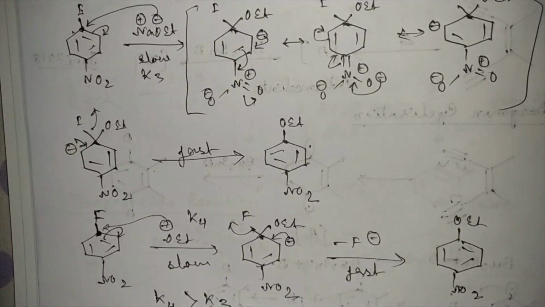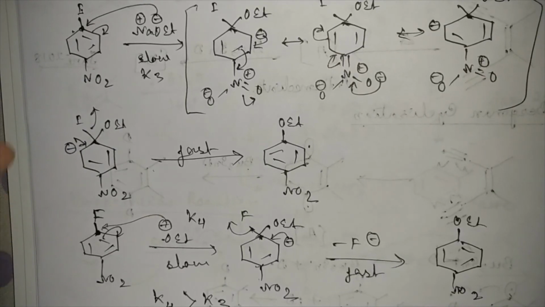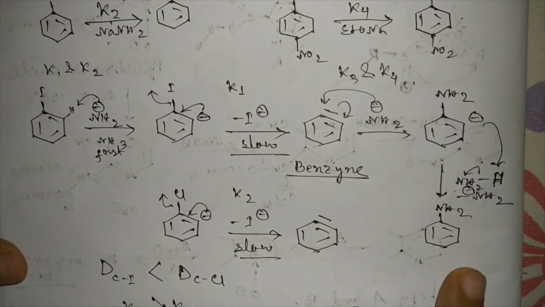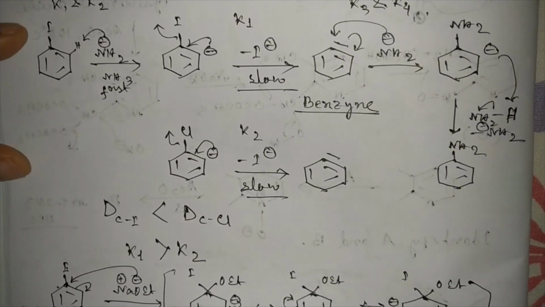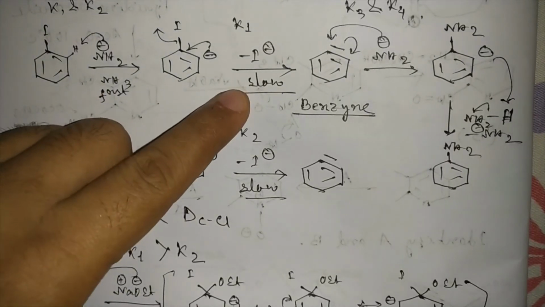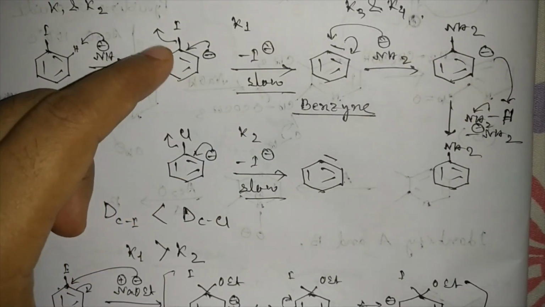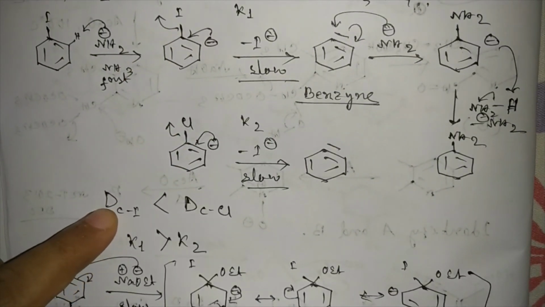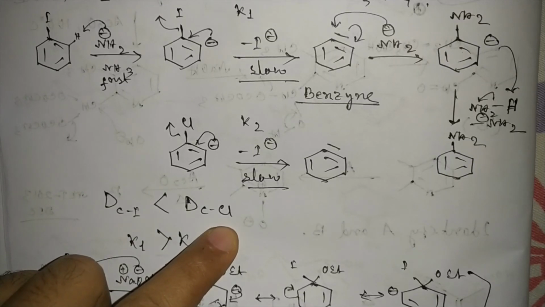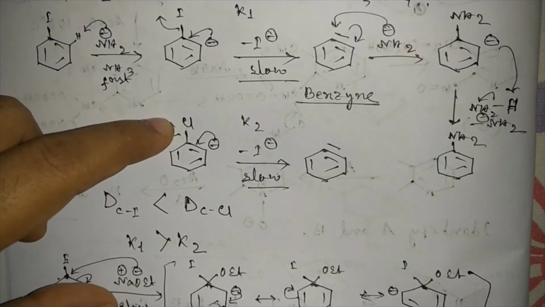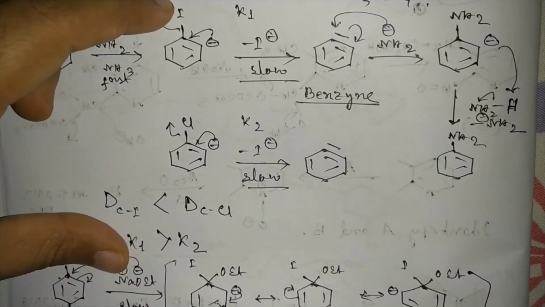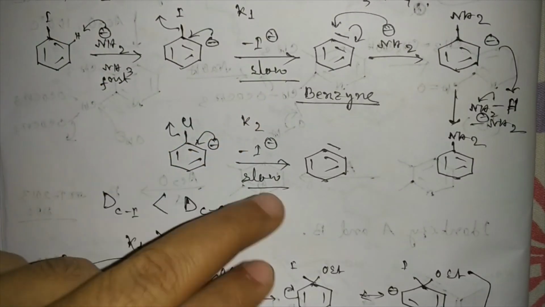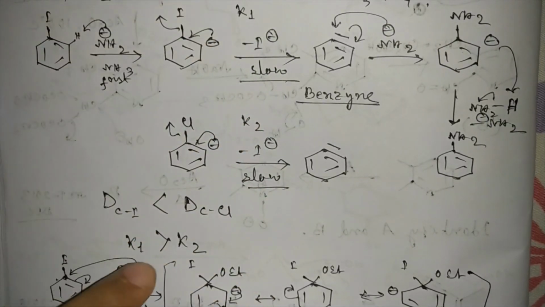So what is the explanation actually? For the first case, between these two reactions, this is the slow step where the C-I bond is breaking. Now the C-I bond dissociation energy is lesser than the C-Cl bond dissociation energy. So this bond will break much more easily. So this slow step will be faster than this slow step. So K1 will be greater than K2.